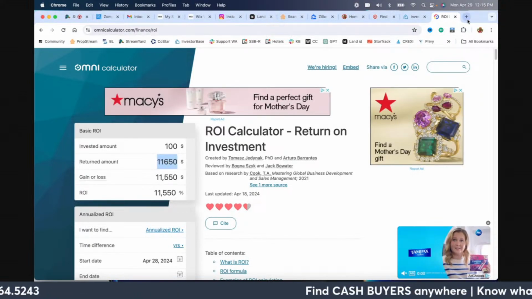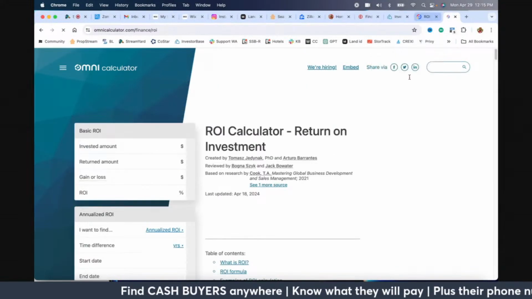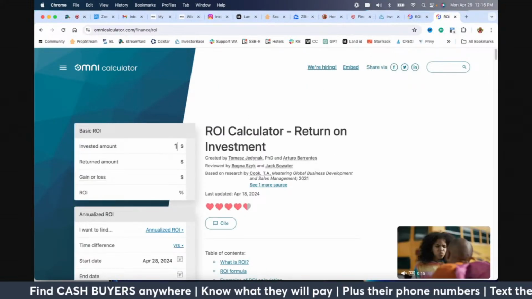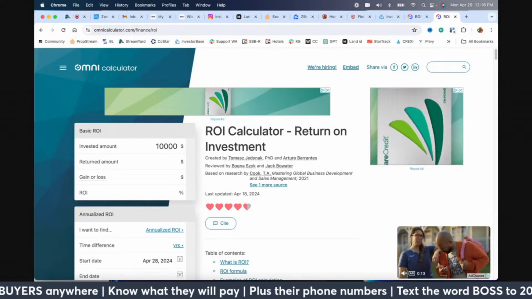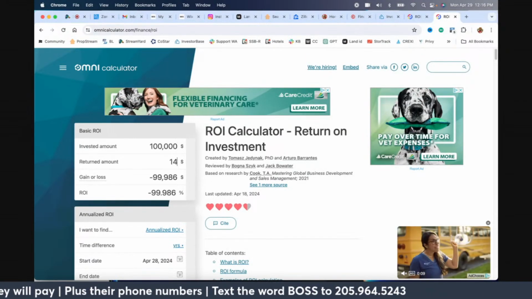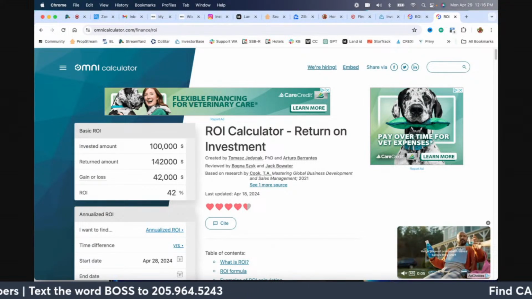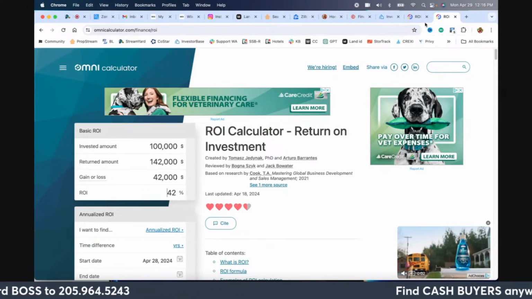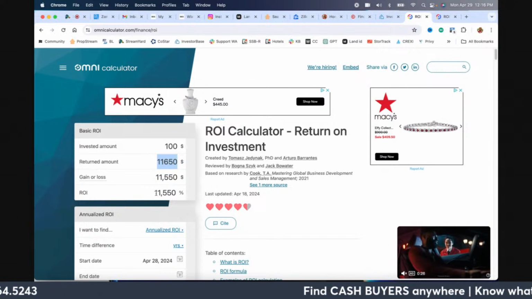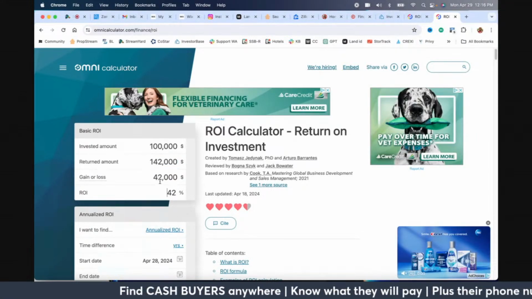Now on the other deal, let me pull up another window. So what did we say? We said $100,000, 100 grand, and you made 142. All right, that was 42% versus 11,550%. You say, well, still Tara made more money. Yeah, you did make more money.